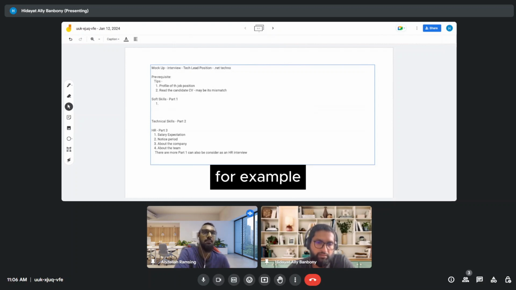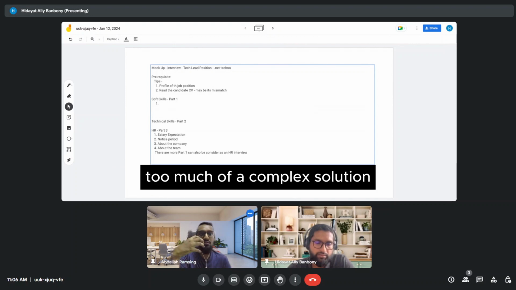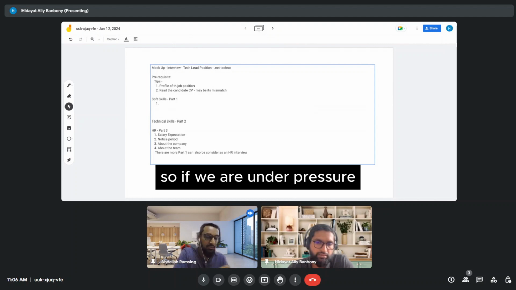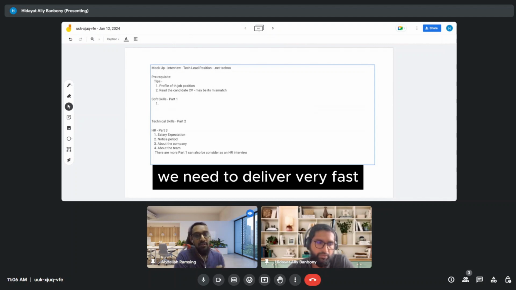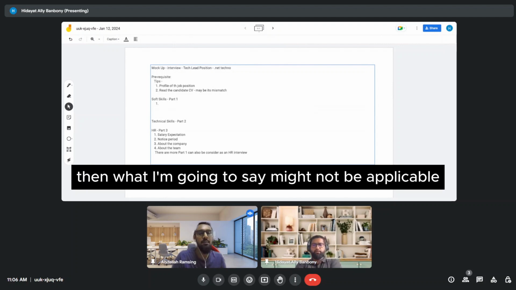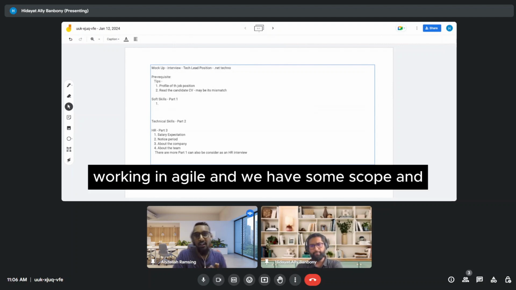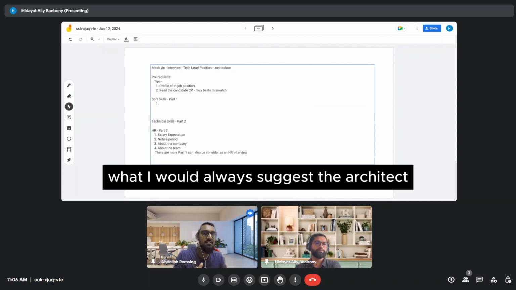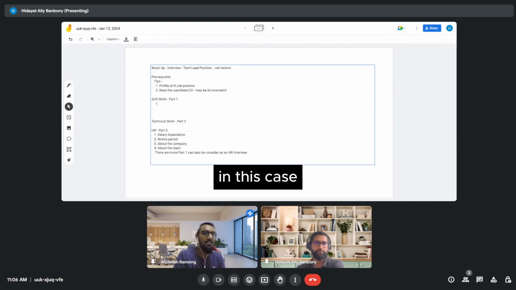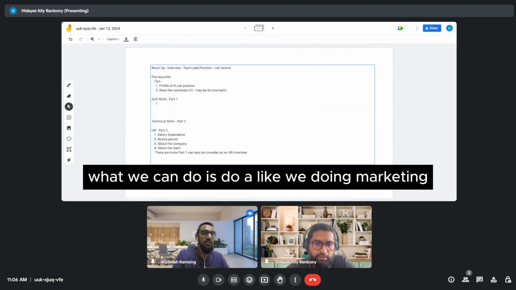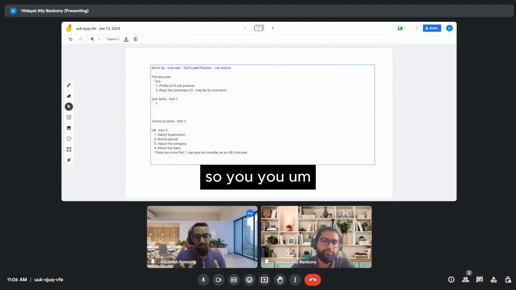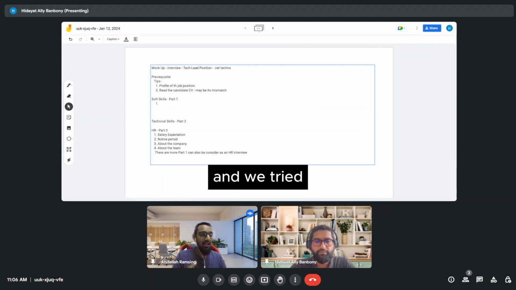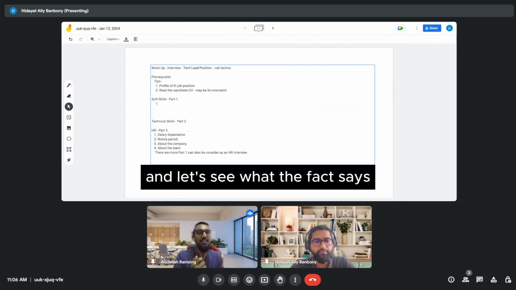One of the times, for example, a colleague was choosing too complex a solution. What we did, especially if we had time, because if we are under pressure and need to deliver very fast then what I'm going to say might not be applicable, but if you are working in agile and have some scope and time remaining, what I would suggest to the architect is to do like we do in marketing, A/B testing. You do a proof of concept with your idea, I do one with mine, we try it, and let's see what it says.